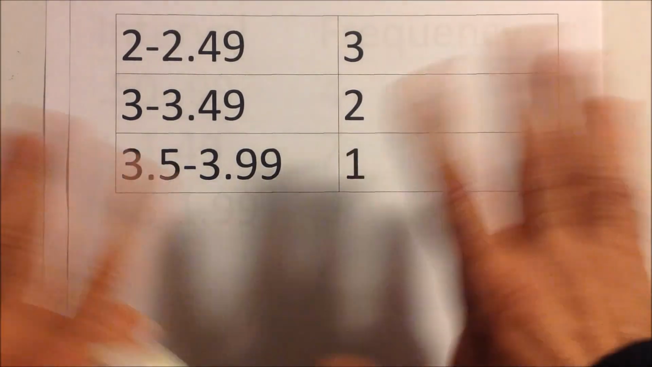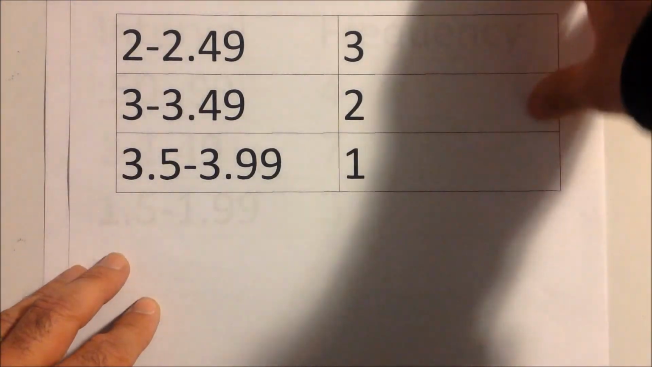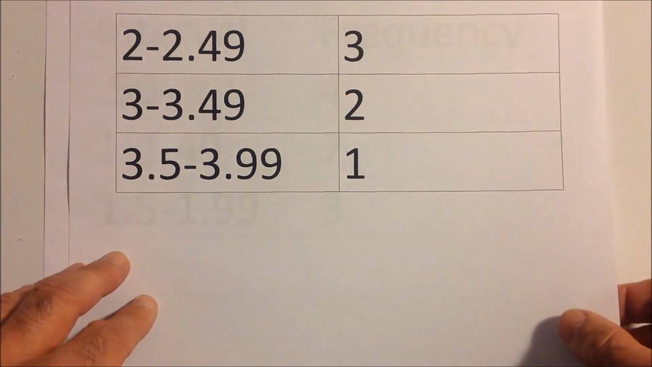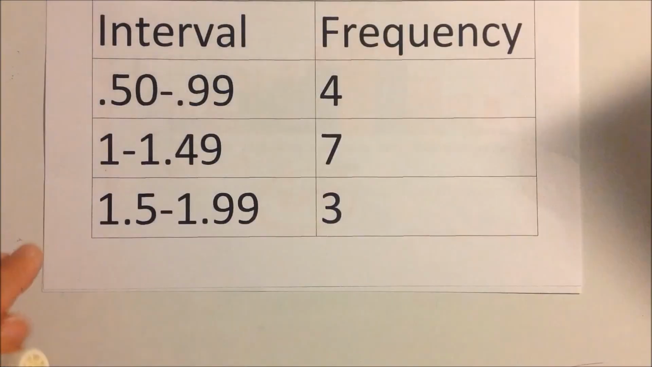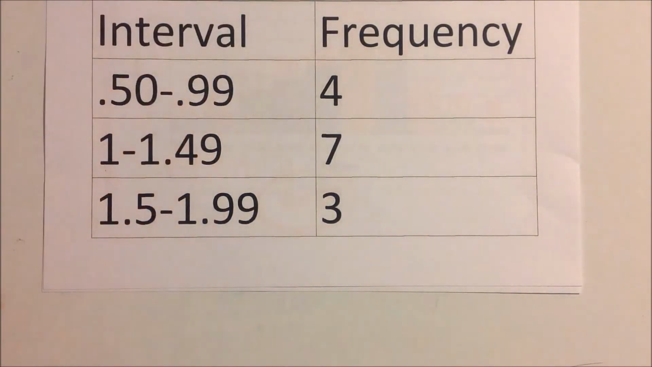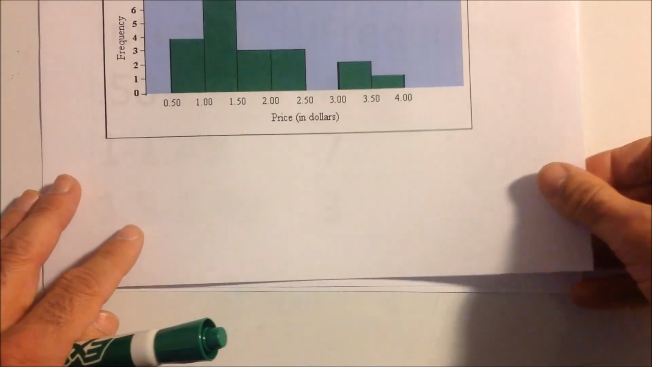And we want to make just one histogram based on that. So tell me the observations, and with the interval and the frequency, you should be able to make a histogram. So try to do that and pause the tape. So this is what it would look like.